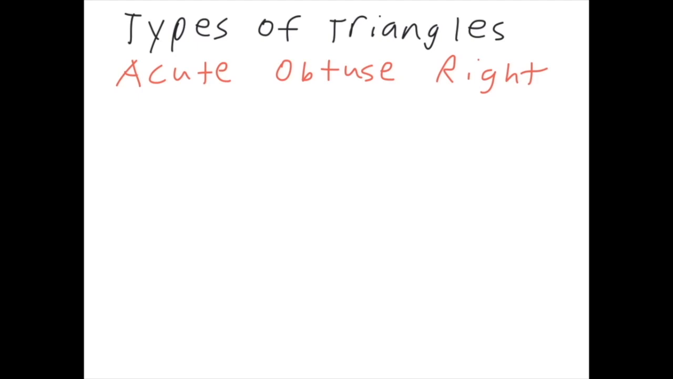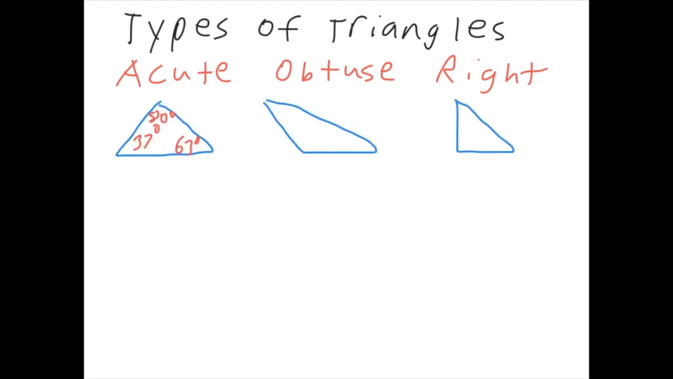So next we're going to talk about types of triangles. We have acute, obtuse, and right triangles. Now, I know you know what acute angles, obtuse angles, and right angles are, but now we're going to talk about acute triangles, obtuse triangles, and right triangles. First of all, I want to say, ignore my drawings. I'm not a very good artist.